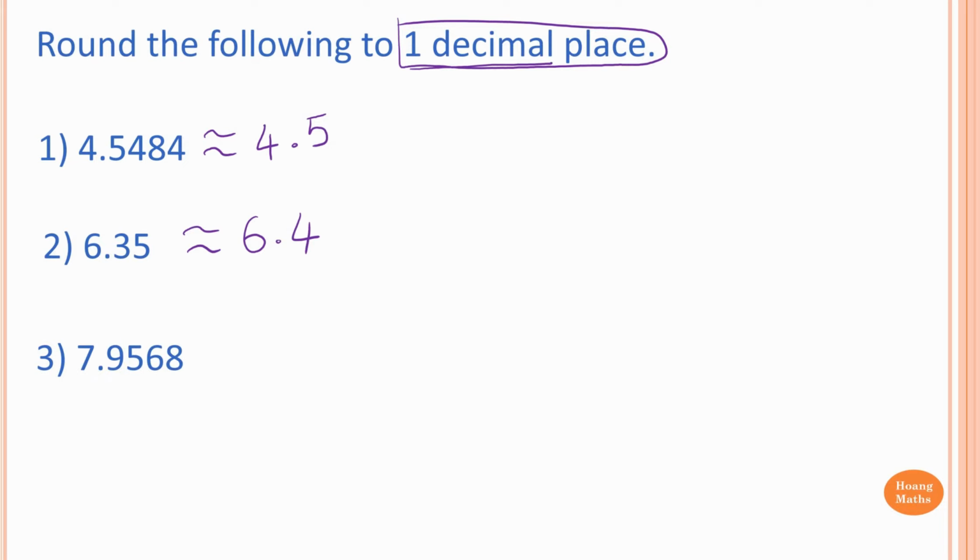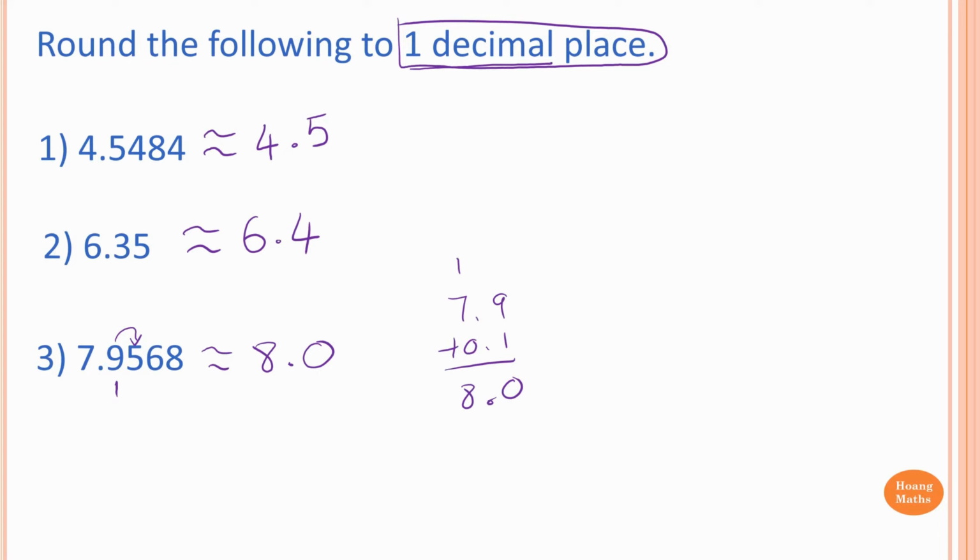Third one, 7.9568. Round to 1 decimal place, because at the moment there are 1, 2, 3, 4 decimal places. So we write up to 9. Before we write 7.9, we have to check the number after 9. It is 5, so halfway, we need to add 1 to 9. So we add 1 to 9, which is 10. So the answer is 8.0. So 7.9, we add 0.1, because 1 to 9 is 0 carry 1, which is 8.